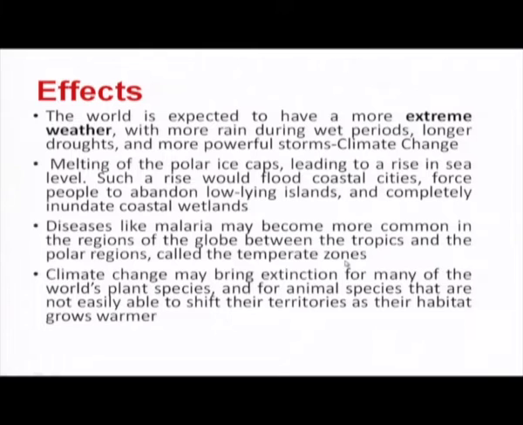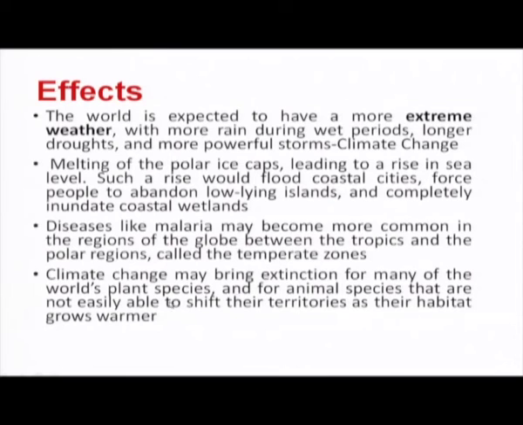Diseases like malaria may become more common in the regions between the tropic and the polar regions, normally known as the temperate zones, which are going to witness a lot of disease. New diseases are also projected to emerge because of this, more flu and other related diseases, and now we face a lot of corona, the COVID-19 virus, is one. So like this, more diseases and viral organisms are likely to emerge because of this climate change.